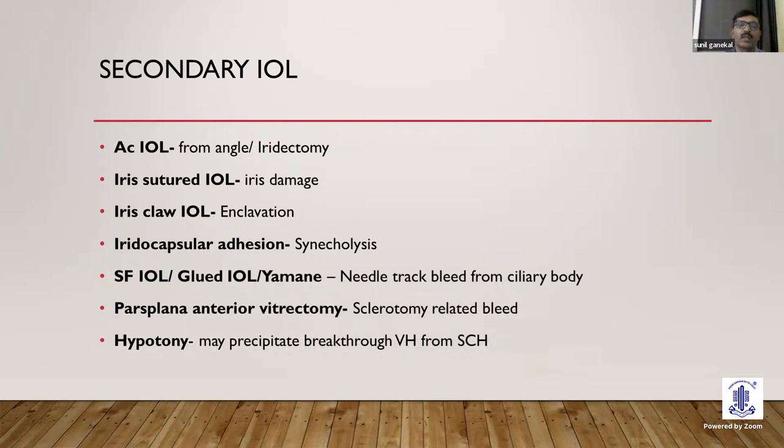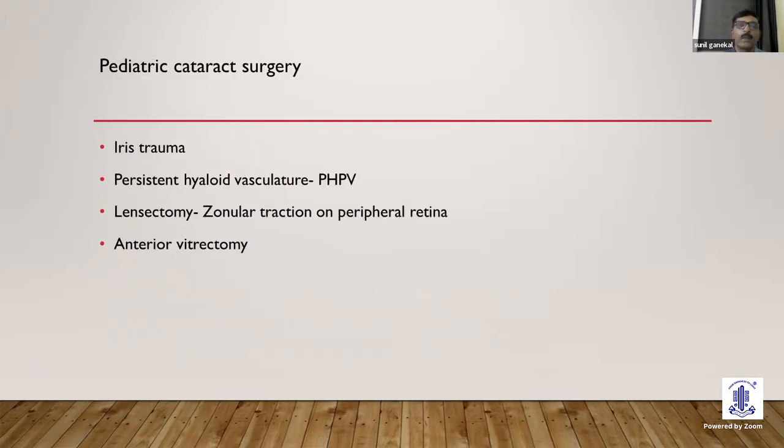One should be very careful in any of these maneuvers not to induce hypotony during surgery, because hypotony itself can precipitate a suprachoroidal hemorrhage, which can cause a breakthrough vitreous hemorrhage. In pediatric cataract surgery, definitely, if you're doing an anterior vitrectomy, a similar thing can occur.